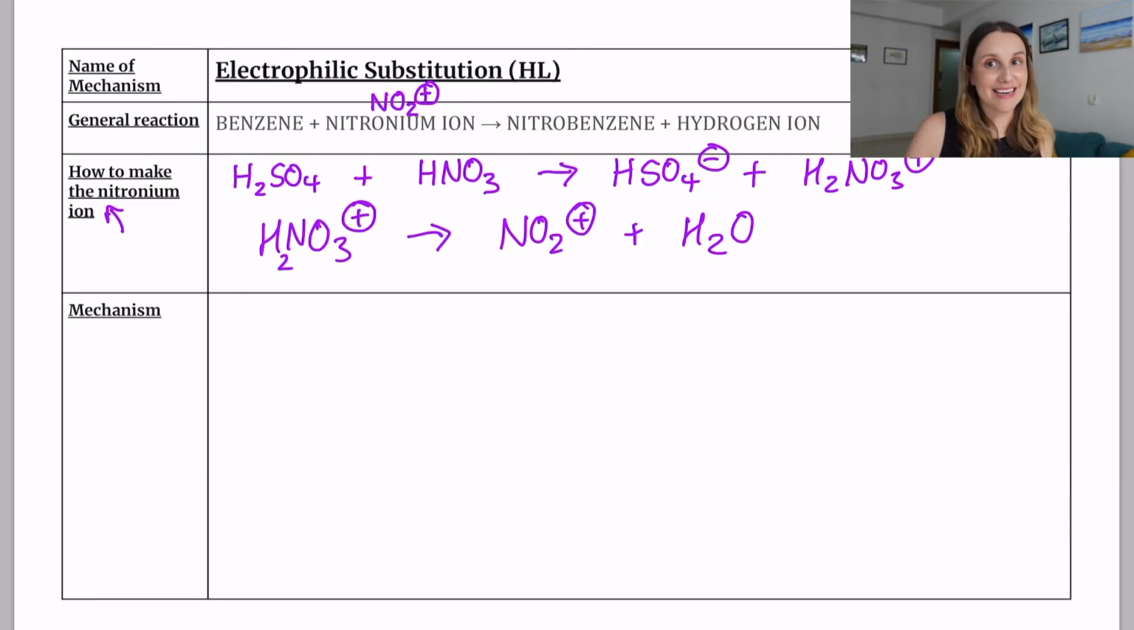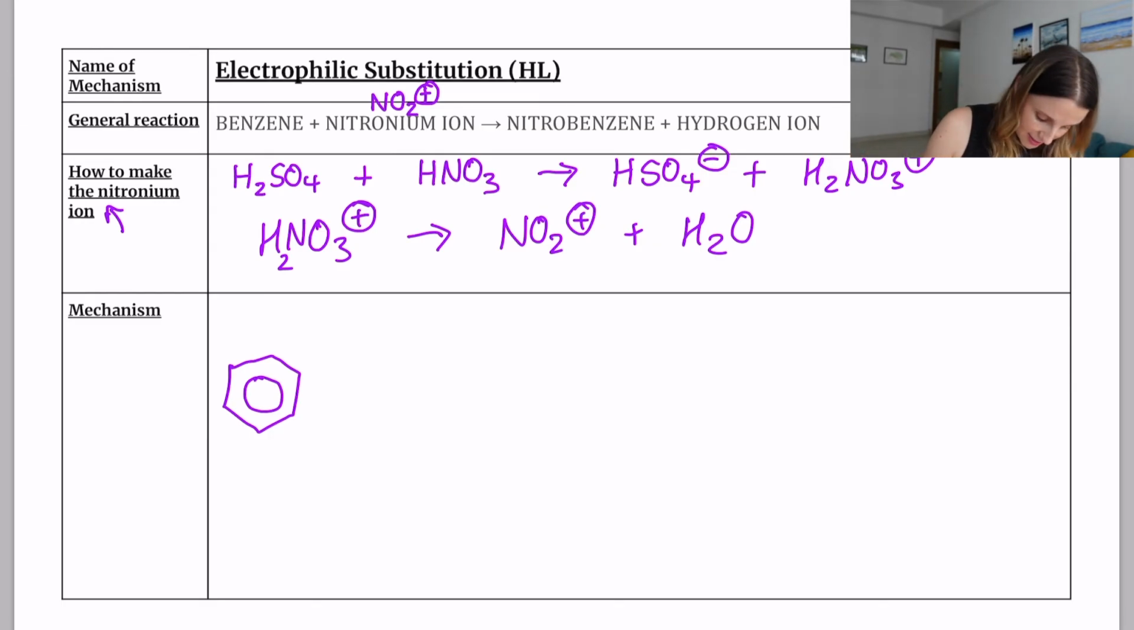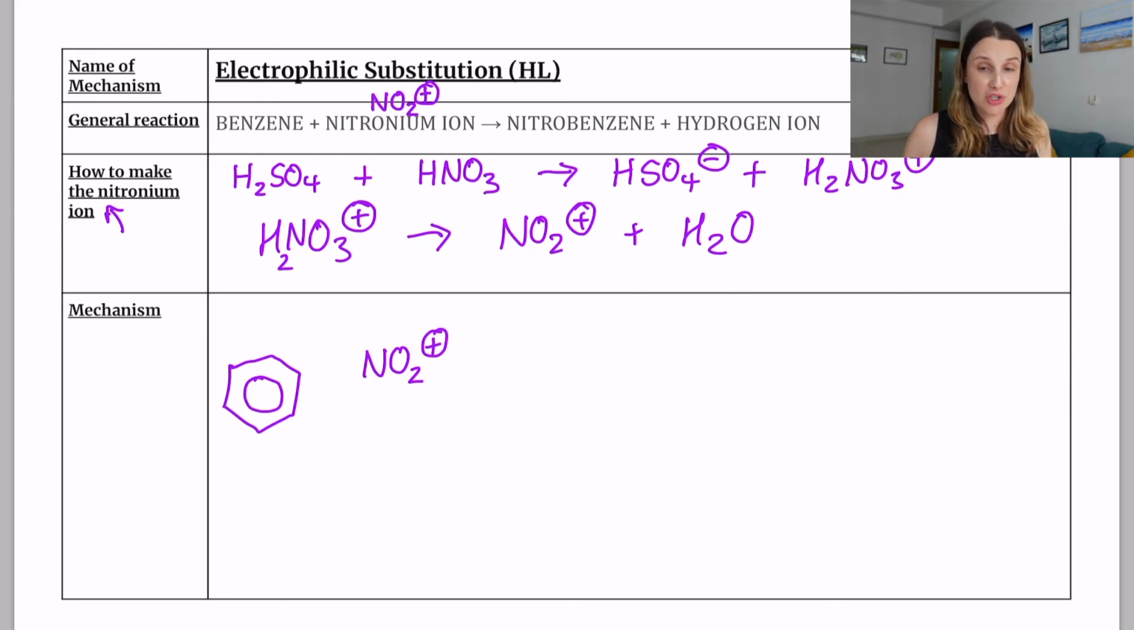So now it's mechanism time. So let's draw out the benzene first, using a circle to illustrate those delocalized electrons across the whole structure. And that's going to react with the NO2 positive. So this is electrophilic substitution. So electrophiles, remember, are attracted to regions of a negative charge. So the delocalized electrons, the ring, is my area of negative charge, and the NO2 plus is the electrophile.